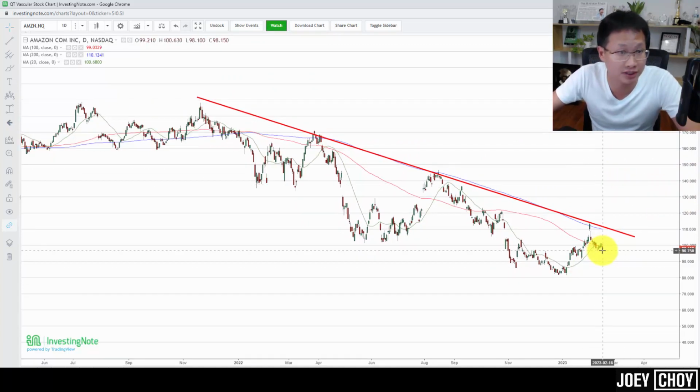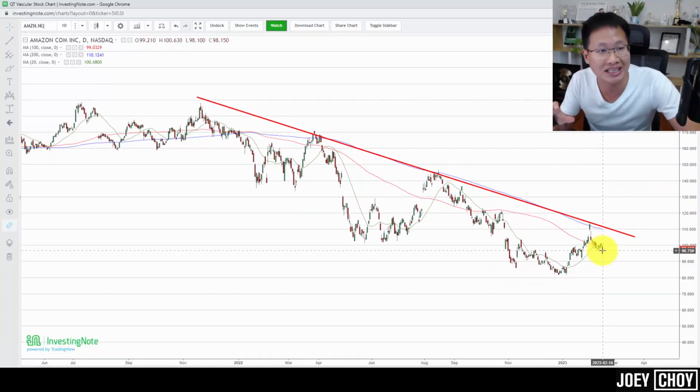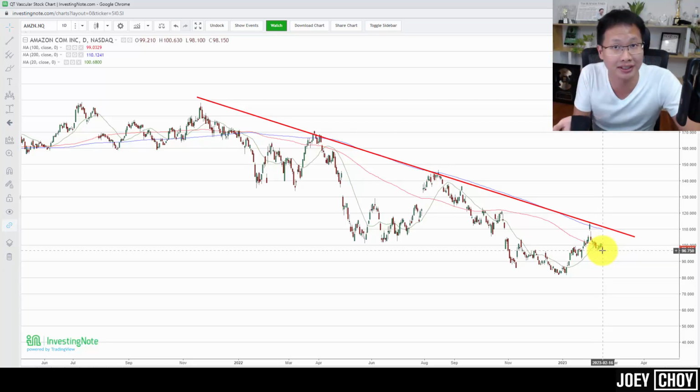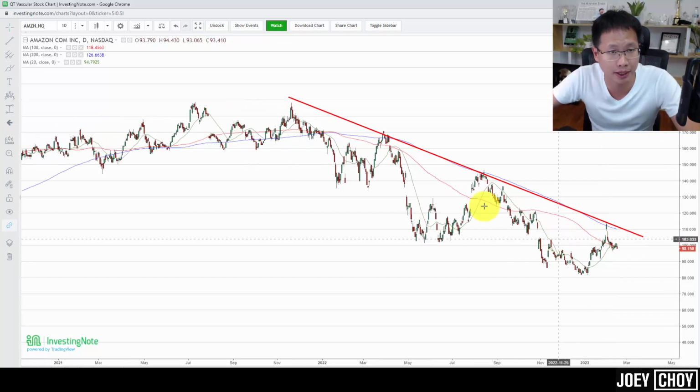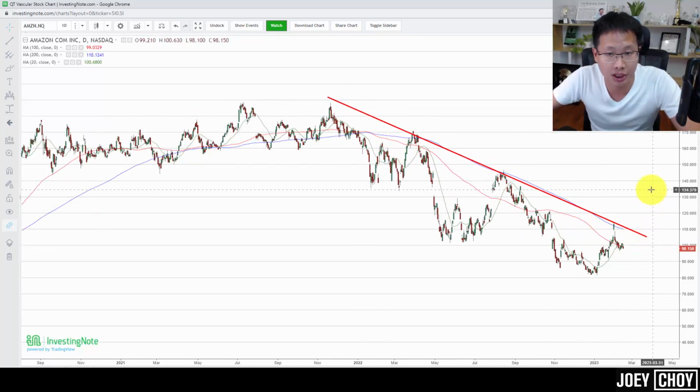Price is obviously below it. That's why it's red in color. It's resistance, so normally we put it as red. For a support, it'll be green in color. In this case, right now you can see that we have pretty much been in the downtrend just by drawing this downward sloping channel resistance line.